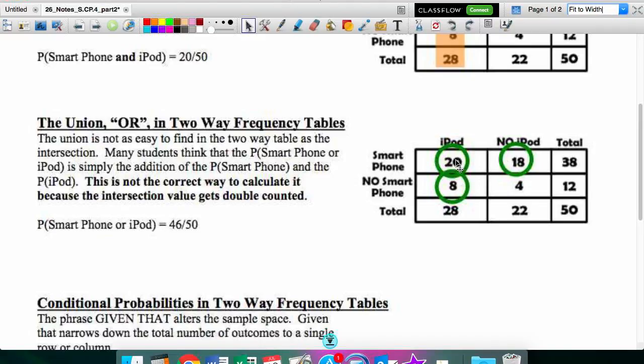So with smartphone, there are 2 joint values, and with iPod, there are 2 joint values. But as we calculated the union probabilities before, we want to make sure that we don't double count the 20. So that's why we're just going to go ahead and add the joint values. The 20 plus 18 plus 8. That'll get us the 46 in our numerator. And last but not least, we'll divide by the total once again. This is one way to calculate our union probabilities, by adding each of the joint values within the specific row and or column that you're looking for.